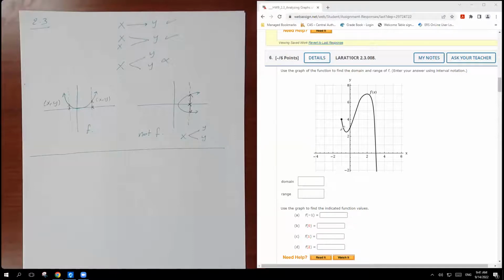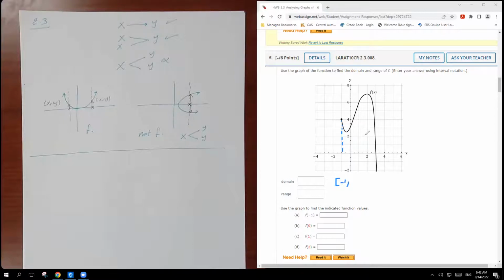The domain: check where the function starts from this point. I'm talking about the x coordinate. So I'm going to take a line to the x. This point is -1, and there's a closed circle. That means it's going to start from -1, so the domain starts with a bracket, -1.